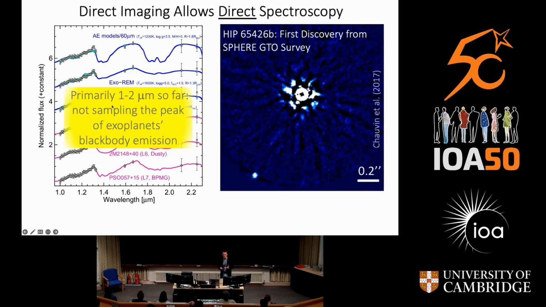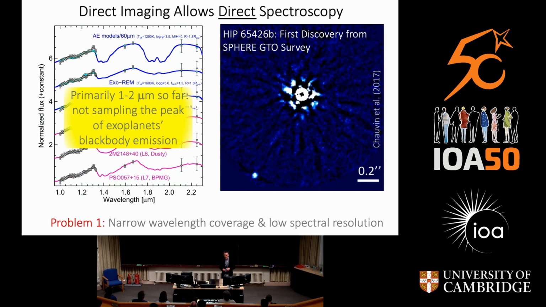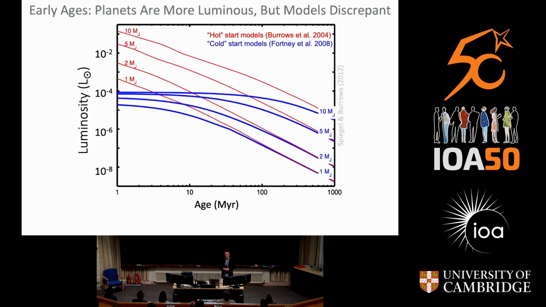But so far we've really only been sampling the 1 to 2 micron region, where we're not sampling the peak of the exoplanet blackbody distribution for these objects that are at 1,000 or 1,500 Kelvin. So this is our first major problem that's been challenging us in this field for the past few years. We have really narrow wavelength coverage, and we have fairly low spectral resolution, spectral resolutions of about 50. And I hope you can tell that this is changing, and I'll tell you in a moment.